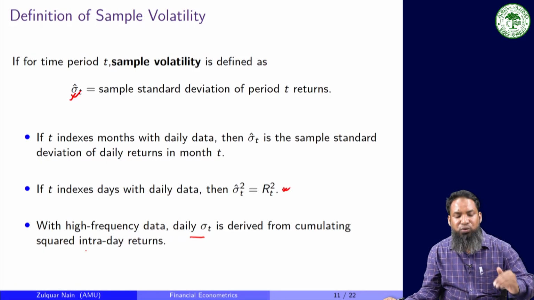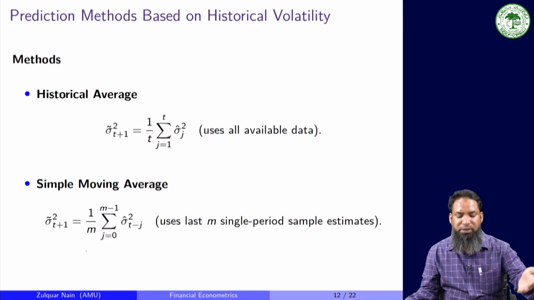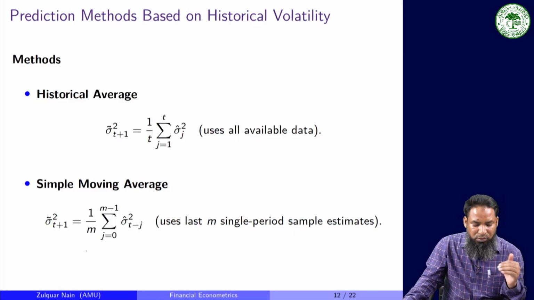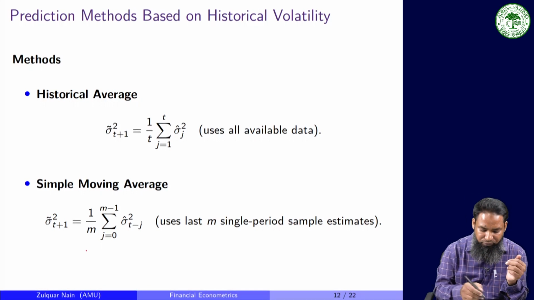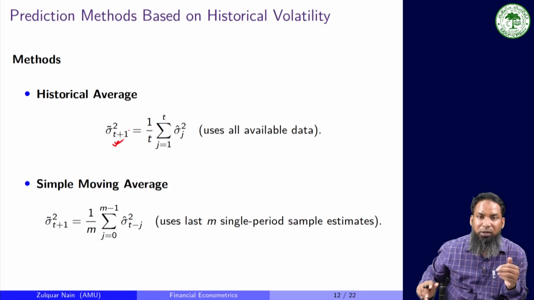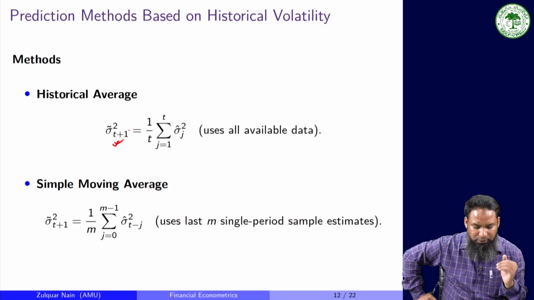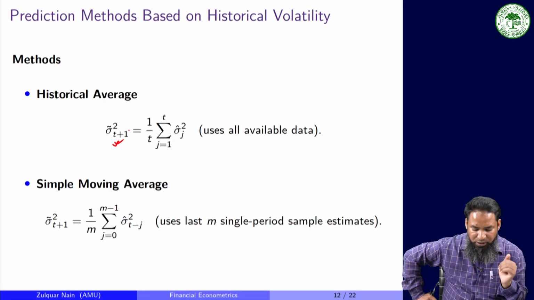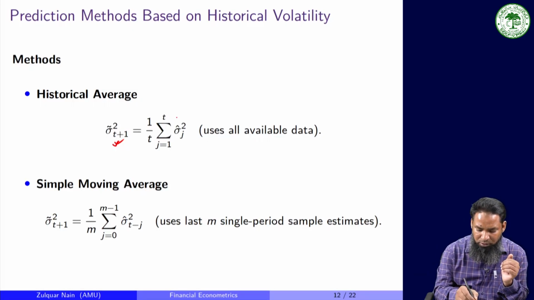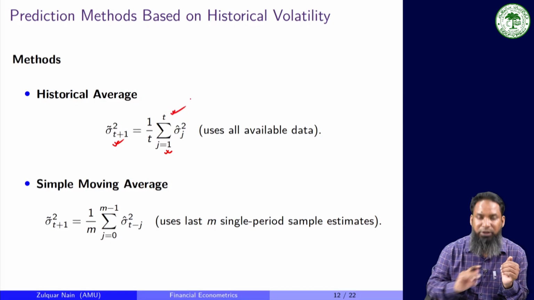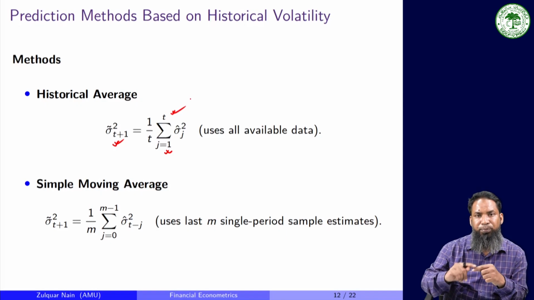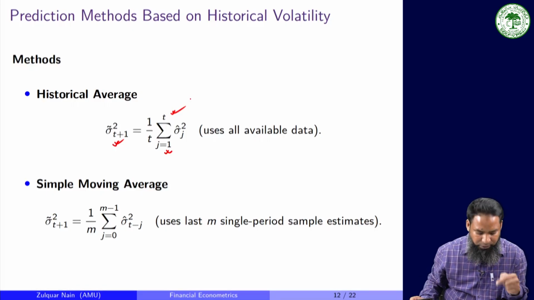Then how can we use this to make the prediction? What are the methods we can use for that? So one of the methods is the historical average. So here we estimate or predict the historical volatility at time period T plus 1, and here we use all the available data from period 1 to T. So that is known as the historical average method to predict the historical volatility.